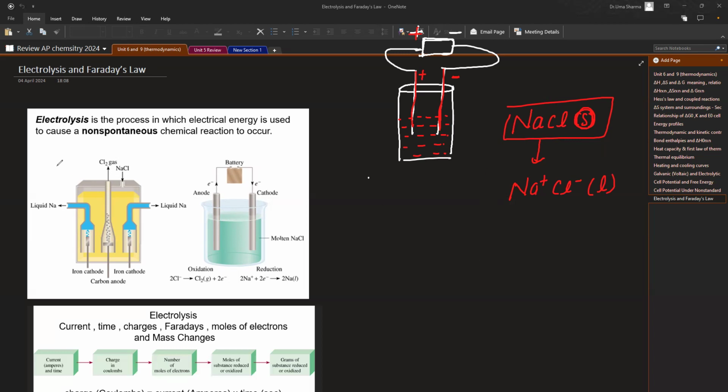Give the reason. NaCl solid will not do any changes in this container. Because in the solid, very simple, is it a conductor of electricity? Solid cannot conduct electricity. What else? Ions cannot move.